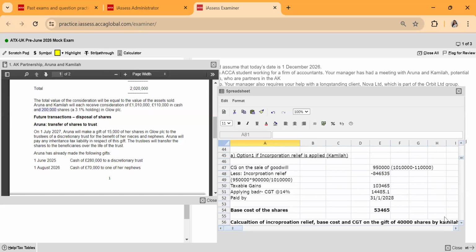Can you type that? You type your answers and you'll get your answer. What is the cost of the shares? 900,000. Very good. What is the relief that you are enjoying in case when the incorporation relief is claimed? Incorporation relief will reduce your chargeable gain liability, correct? What is the gain that you are enjoying?